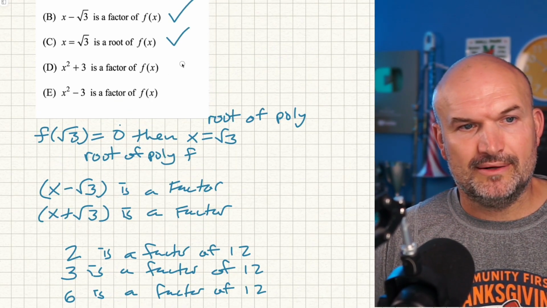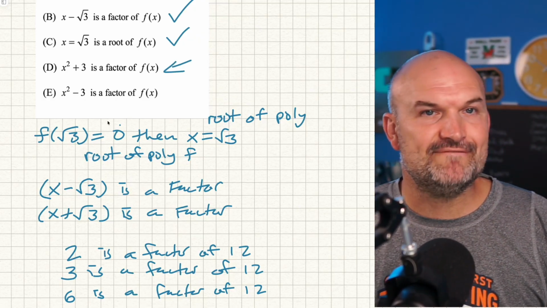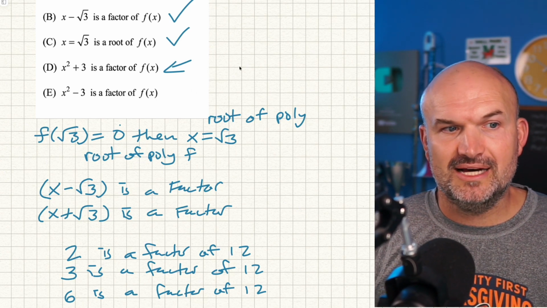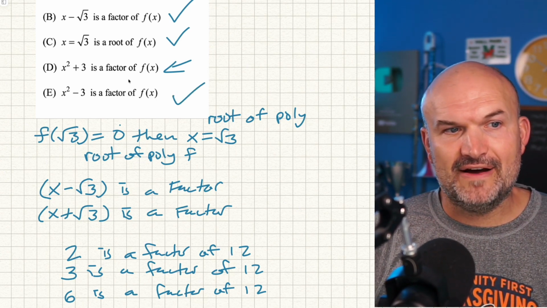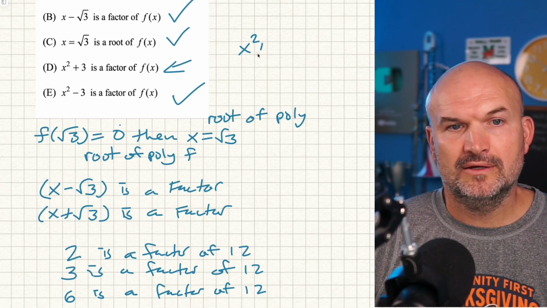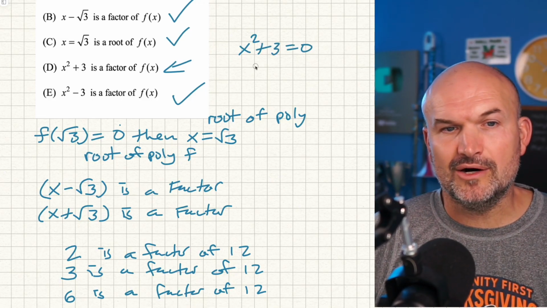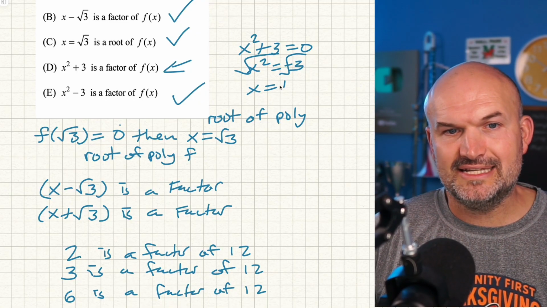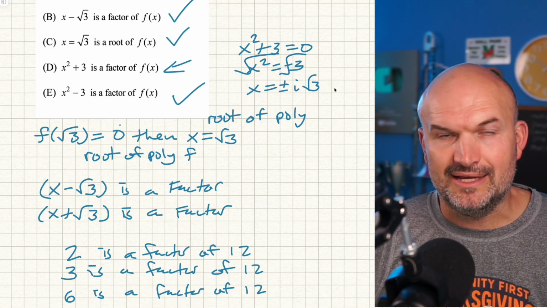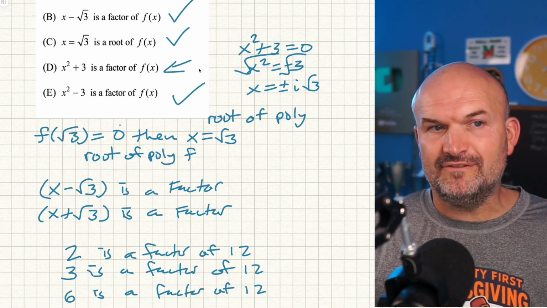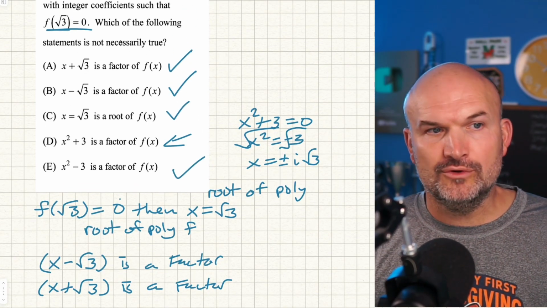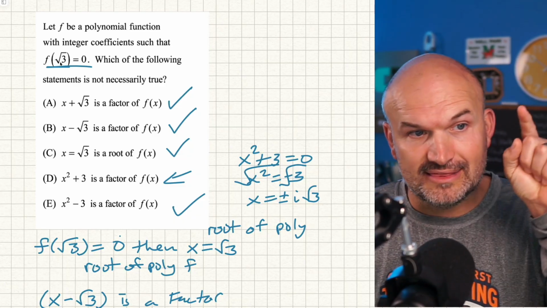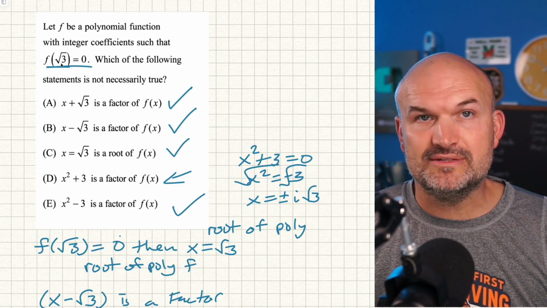The problem here is this one. x squared plus 3 is a factor of f of x. I'm not sure I can confirm that, because if I take x squared plus 3 as a factor and set it equal to 0, I get x squared equals negative 3. And if I introduce the square root, I'm getting x equals plus or minus i square root of 3. I don't have enough information to confirm that that could be true for this polynomial, right? Based on this polynomial, I only know that that is going to be my root or my 0.